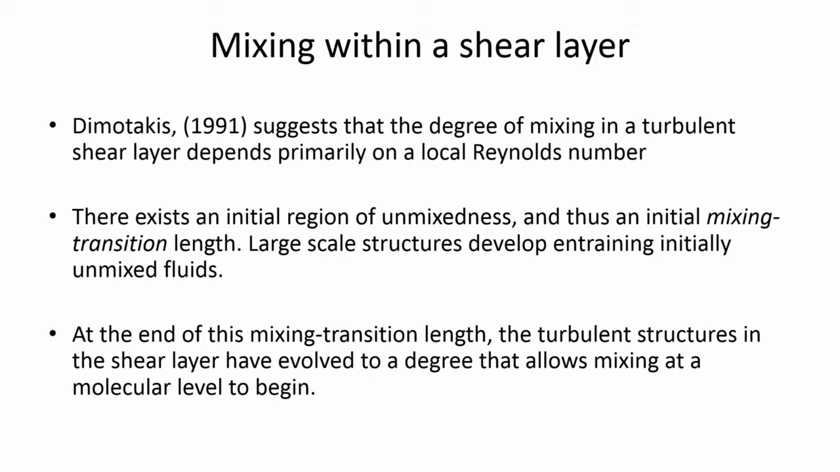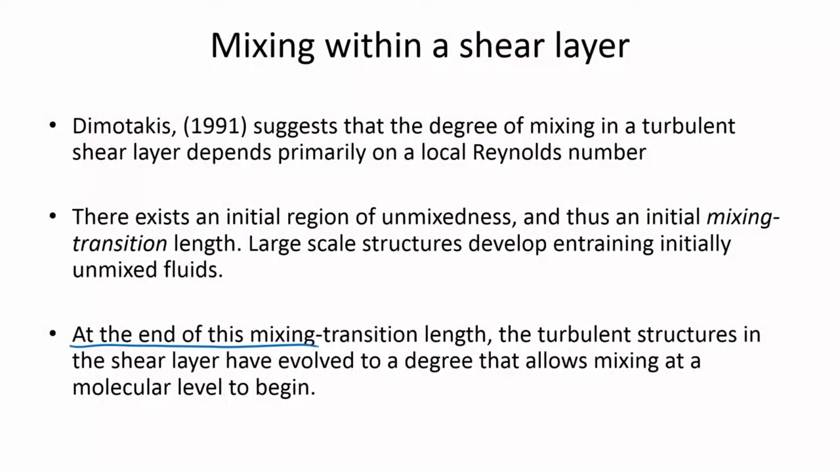Now, the reason is that in this region, large scale structures develop and they entrain initially unmixed fluids. So the large scale structures essentially roll up, and they create strain on the fluid elements and essentially create a large gradient through which mixing can happen, but that takes some time to develop. Okay, so only this fluid mechanical development of large scale structures does not immediately allow for mixing. Only after some straining has been inflicted and some large gradients of species have been formed can mixing start. So as you said here, at the end of the mixing transition length, the turbulent structures in the shear layer evolve.